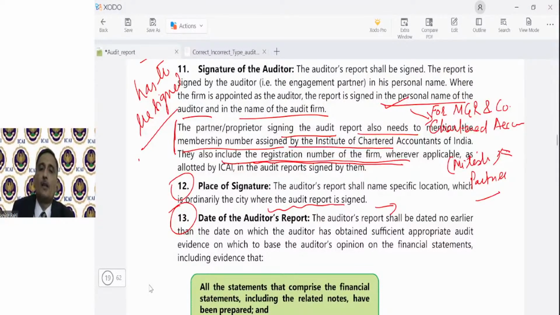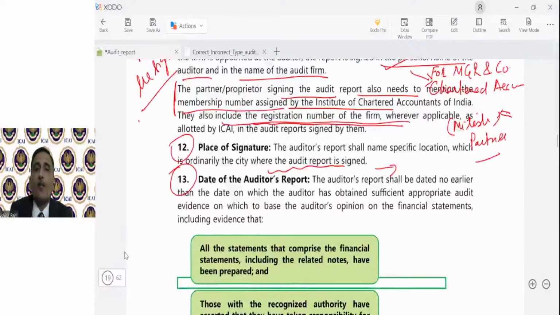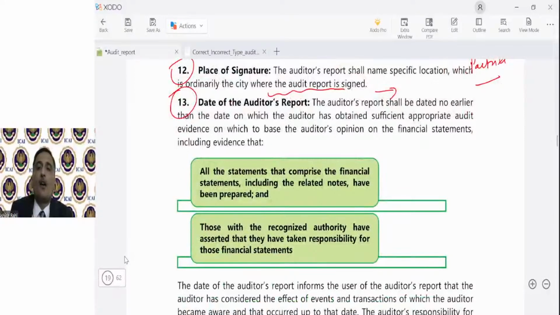Date of audit report. Now this is also important. The auditor's report shall be dated no earlier than the date on which the auditor has obtained sufficient appropriate audit evidence.